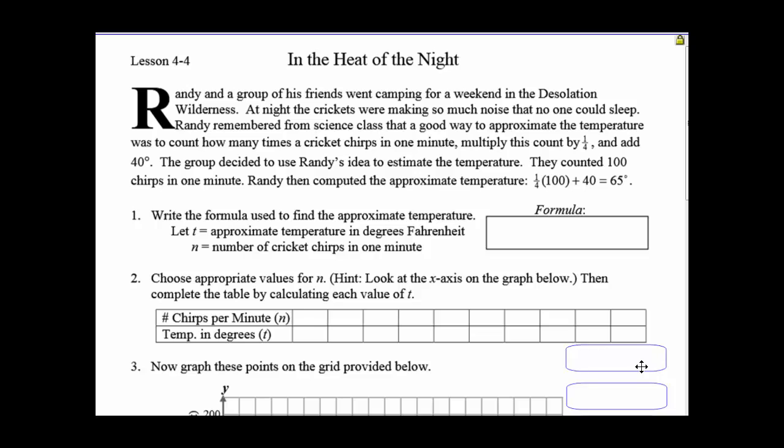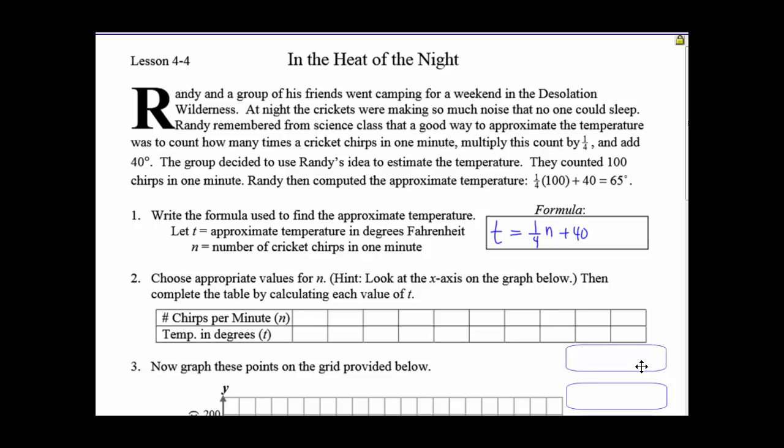If we let T equal the approximate temperature in degrees Fahrenheit, then n will be used in the function as the number of cricket chirps that we get in 1 minute. So if we put this formula together, we get T for the degrees that we're trying to get. What are we doing? We're multiplying 1/4 times whatever number of cricket chirps we get in a minute, and then adding 40 degrees. We now have a function.